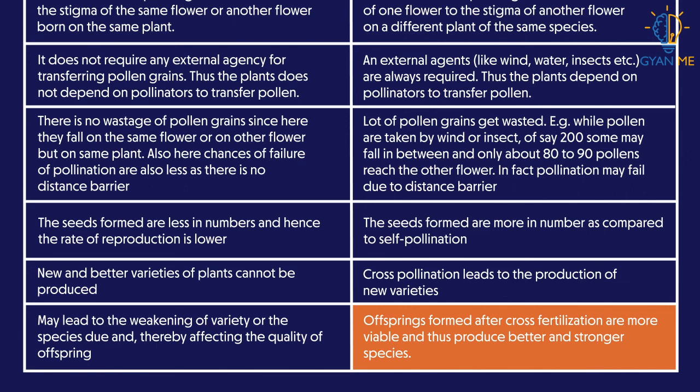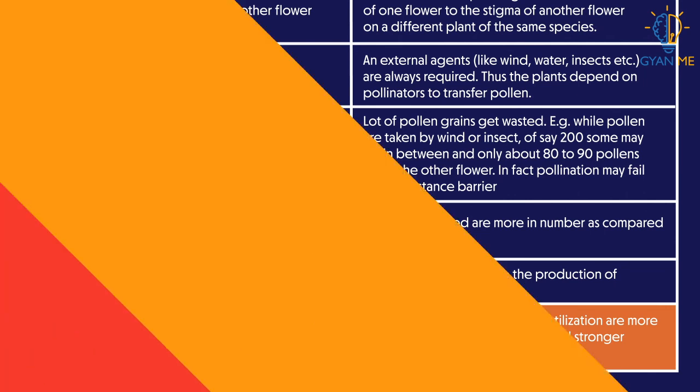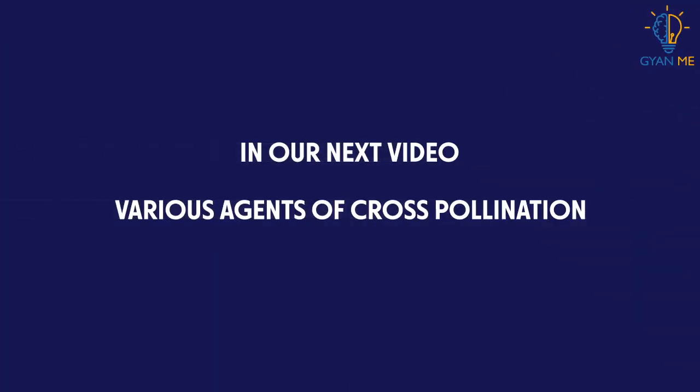So students, this is all about types of pollination. In our next video, we will learn about various agents of cross-pollination.